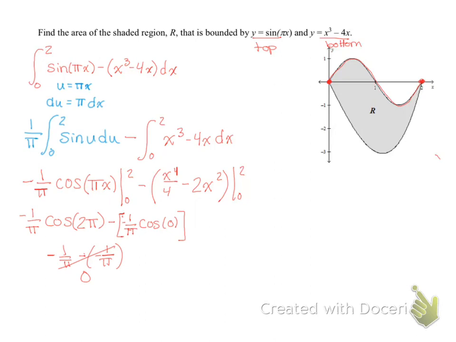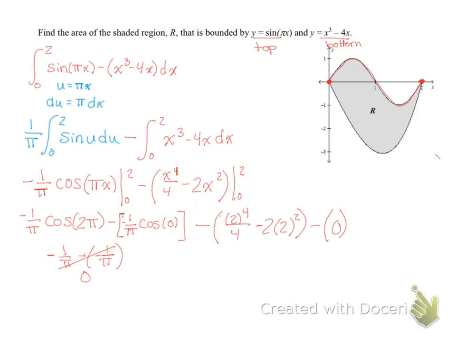Okay, so then let's evaluate this other one here. Minus 2 to the 4th over 4 minus 2 squared, and then minus 0, because if I plug in 0 for x, that's what I'll get, just 0 across the board.